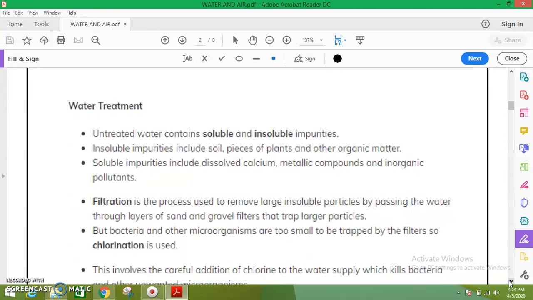Now second objective, water treatment, meaning purification of water. Untreated water contains soluble and insoluble impurities. Insoluble impurities include soil, pieces of plants and other organic matter, and soluble impurities include dissolved calcium, metallic compounds and inorganic pollutants. Now how to filter?